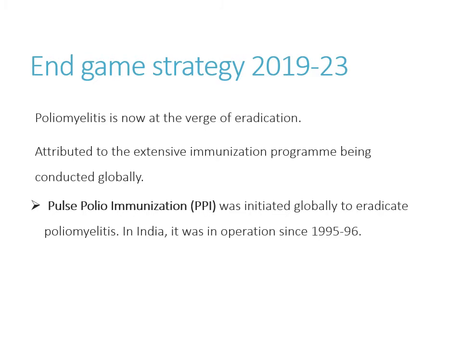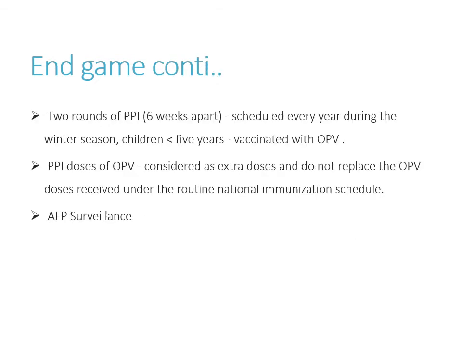Now pulse polio immunization was initiated to eradicate poliomyelitis. In India it has been in operation since 95 to 96. PPI can be asked as a short note: what is pulse polio immunization? There are two rounds of pulse polio immunization. It means that irrespective of whether the child has taken any of the national immunization schedule, all the children of 5 years or less than 5 years are vaccinated with the oral polio vaccine.